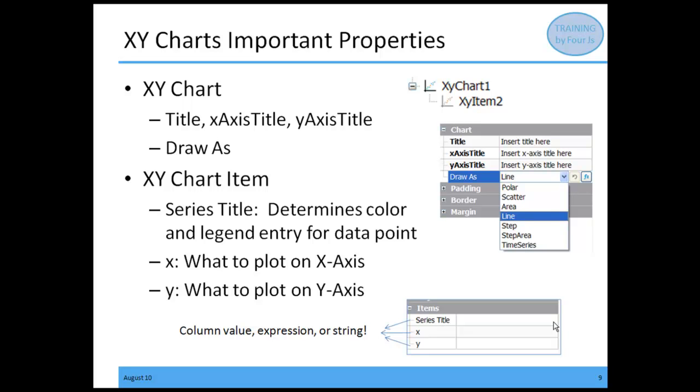Unlike a map chart and a category chart, you can add multiple XY chart items to an XY chart. If you have multiple XY chart items, how do you tell them apart on the graph? You tell them apart by giving each item a different series title. If you end up giving two XY chart items the same series title, then they're going to have the same color when they appear on the graph, and they're going to share the same legend.